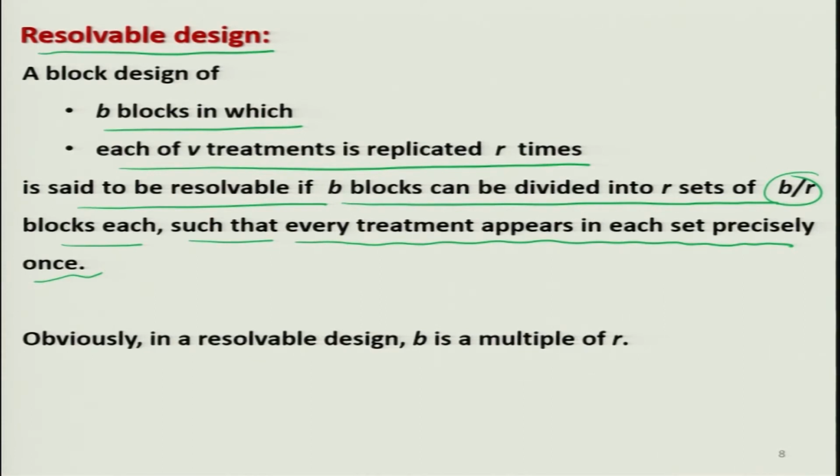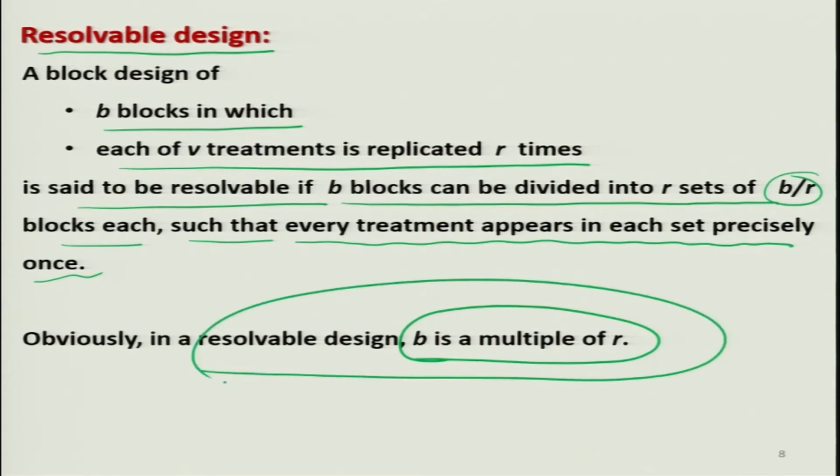Right. So, obviously, when the size of each set is going to be B upon R, B upon R cannot be any number, it has to be some integer, with the condition that B is a multiple of R. So, obviously, in the case of such a design, which is a resolvable design, B is a number such that B is a multiple of R.